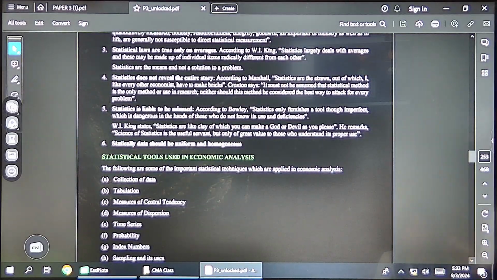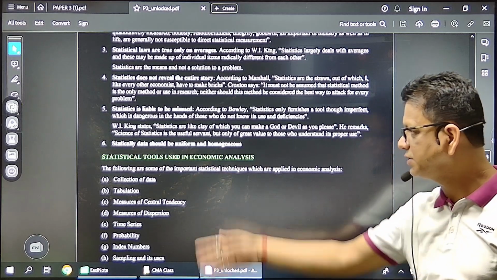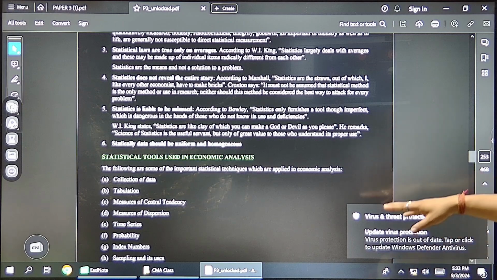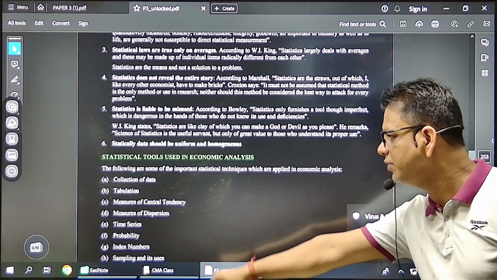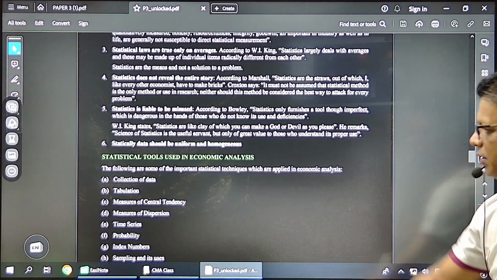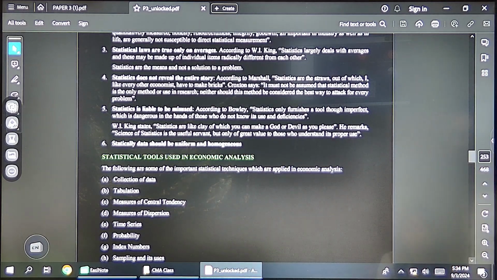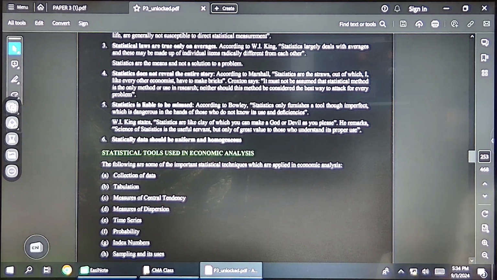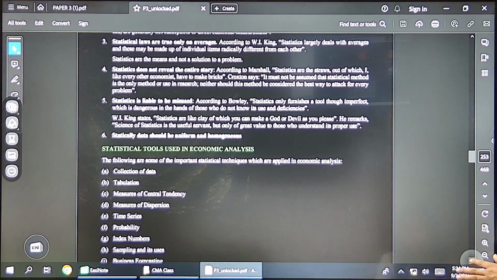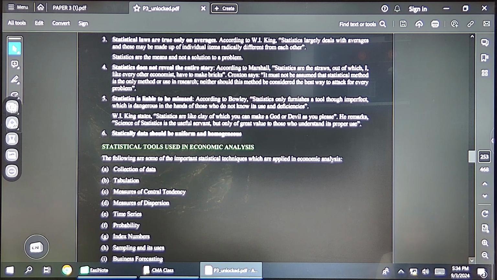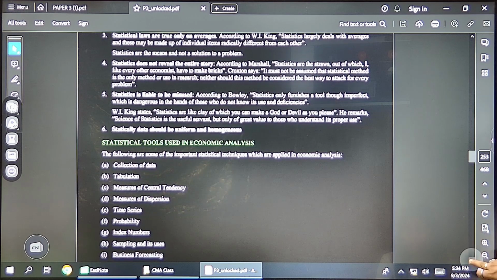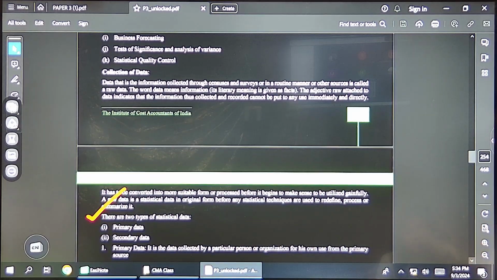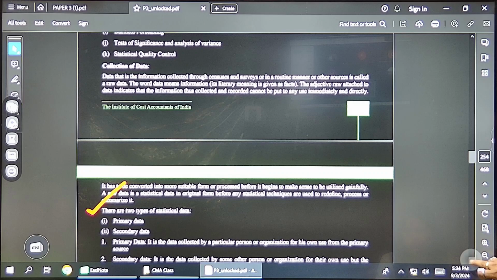A few terms related to statistics: tabulation that I told you, collection of data. Central tendency we will be doing, dispersion we will be doing, time series, and probably index number. All these topics, other than collection of data, can be collected on our own or from some source. You can also Google it to get the data. So collection of data is not very important for us. You have already learned it.